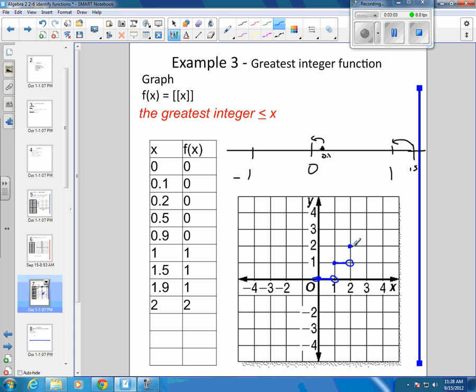Same thing, 2.1 would be 2, 2.2 would be 2, 2.3 would be 2, 2.4 would be 2, all the way until we get to 3. And at 3, we're going to jump up and be at 3. And we can keep going with that pattern. So these a little bit better. These are solid circles on the left, and they are open circles on the right.